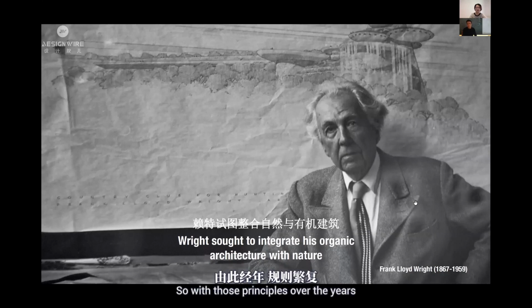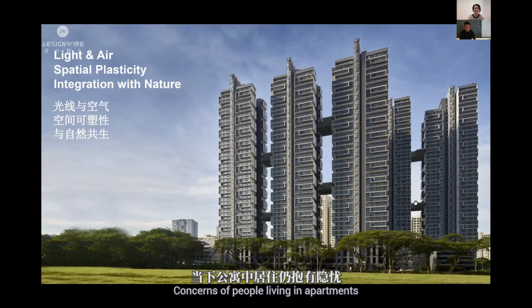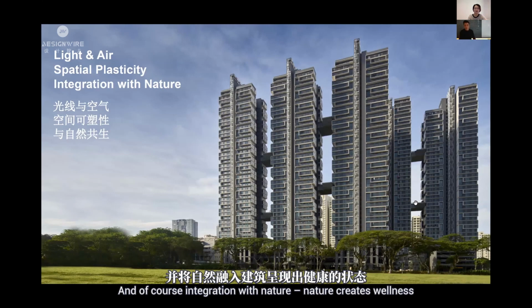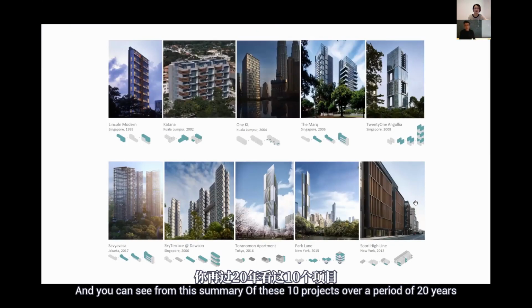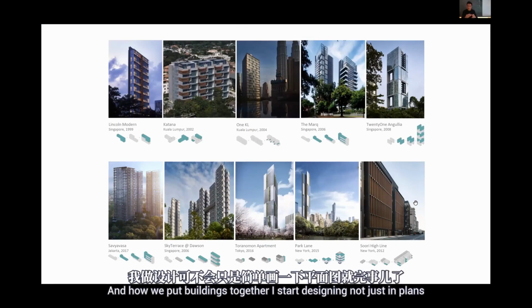So with those principles, over the years, we have had the chance to rethink what it means to design for high density housing. And we've been lucky to have projects in different locations with different budgets to test those ideas. The concerns that we have are universal concerns of people living in an apartment, true to everybody no matter where you are. Light and air are required for wellness. Spatial plasticity, meaning think about living in a volume rather than a space only. And of course, integration with nature. Nature creates wellness. And you can see from this summary of these 10 projects, over a period of 20 years, there's been a consistency in the way of thinking about design and how we put buildings together.